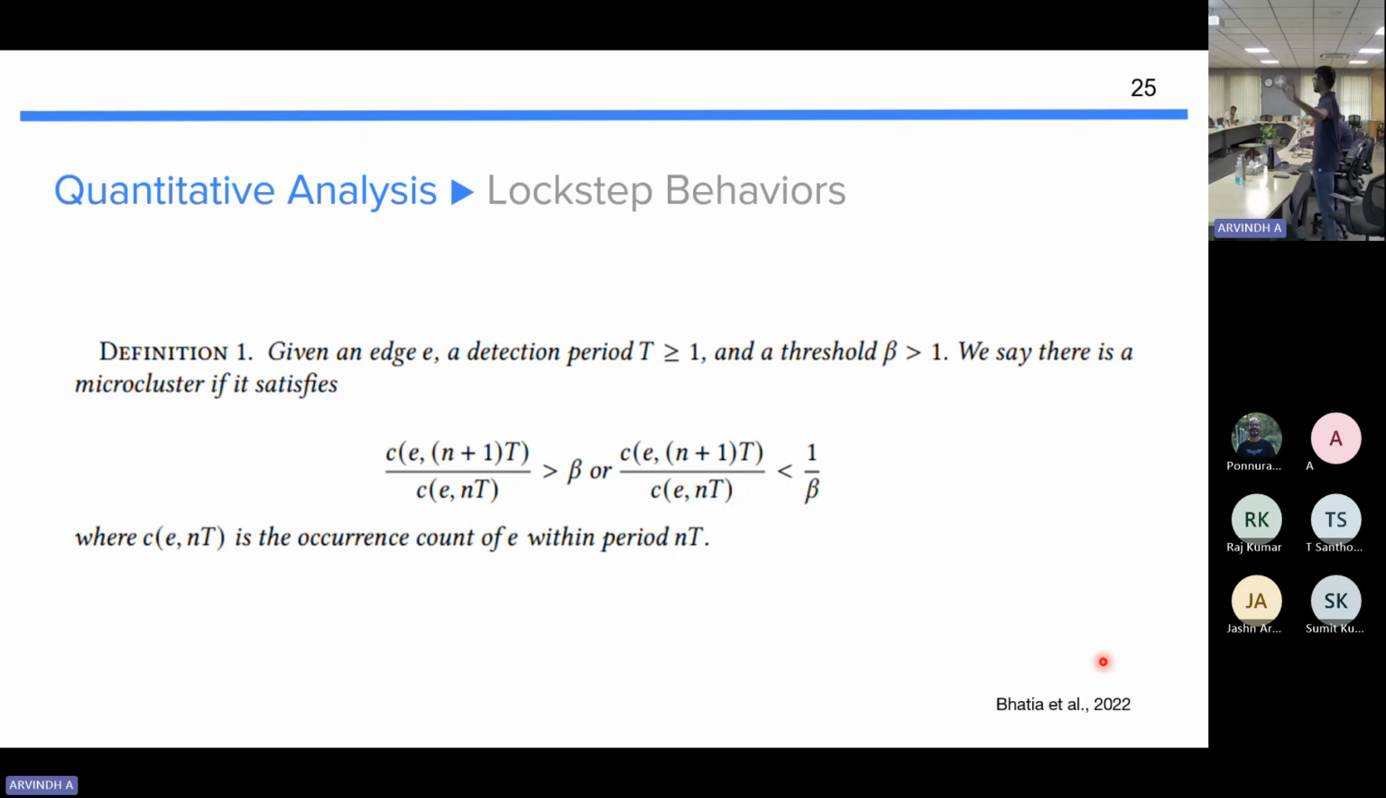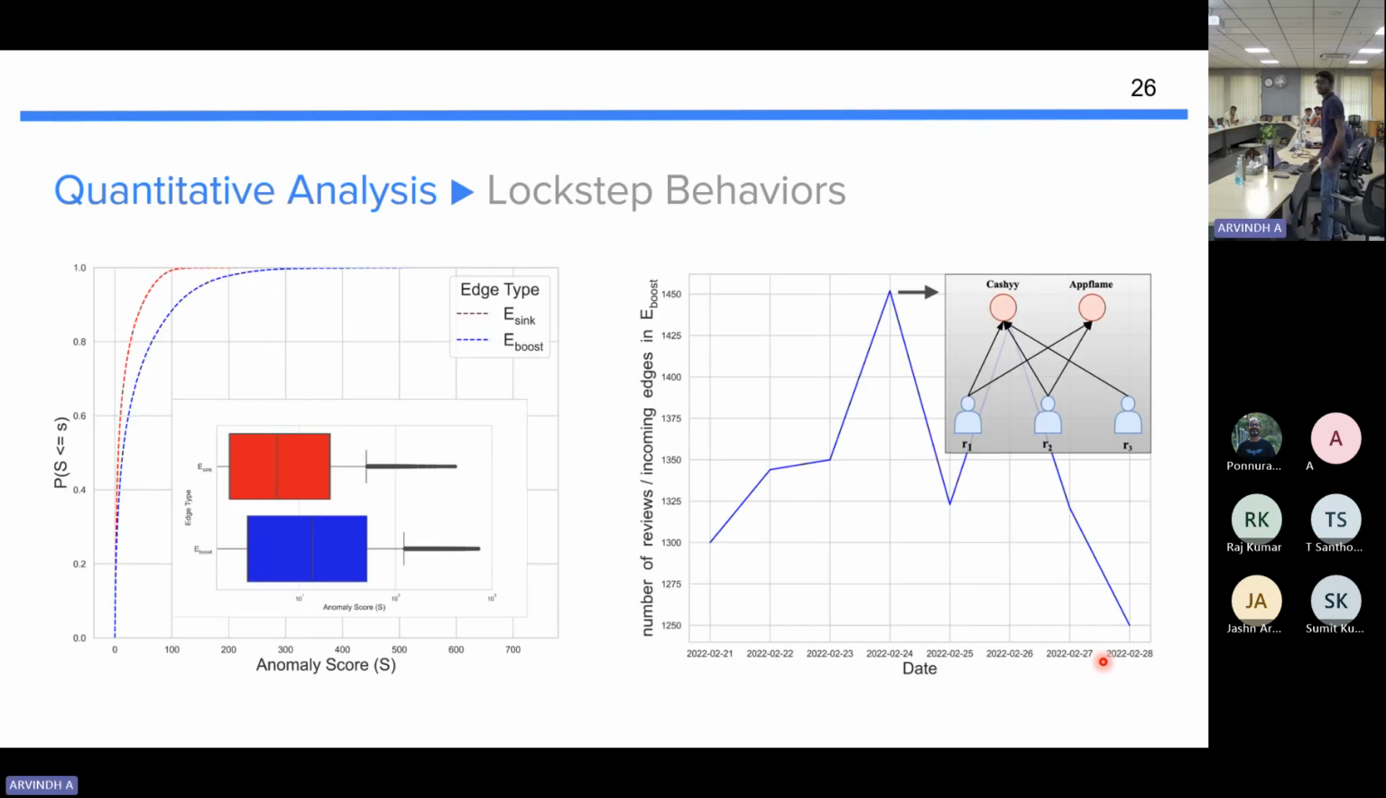So we take this, we modify it slightly to work better for the bipartite setting. Basically, we hard code certain stuff to make it faster because we know that our graph is bipartite. And running it, we observe that the boosting edges are much more anomalous in general than sinking edges. And we also manually look through some of the clusters detected by them.